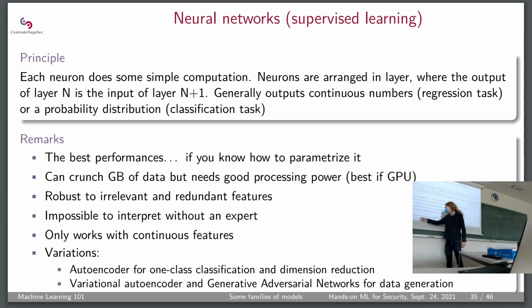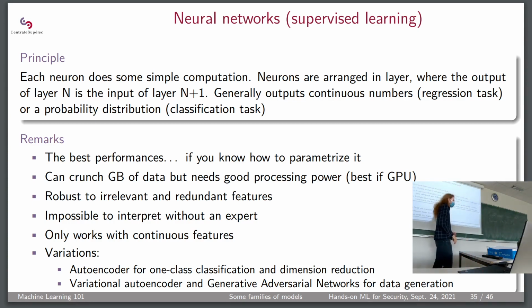Autoencoder can be used for one-class classification and for dimension reduction. And variational autoencoders and generative adversarial networks are used for data generation. I talked earlier about the website This Person Doesn't Exist. They use neural networks.